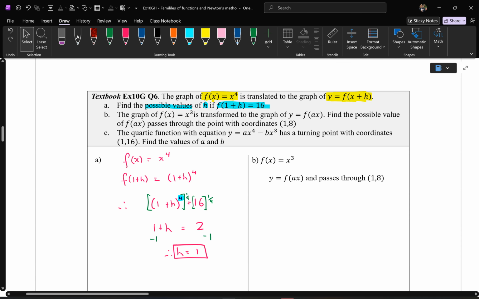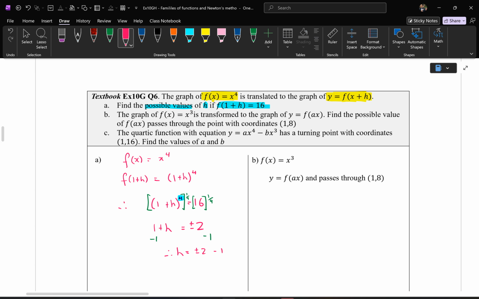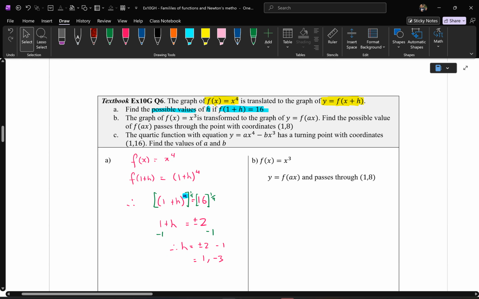Yes, it should be 2. So possible values would then be plus or minus 2, minus 1. So that gives you 1 or negative 3. Okay. So far, so good.